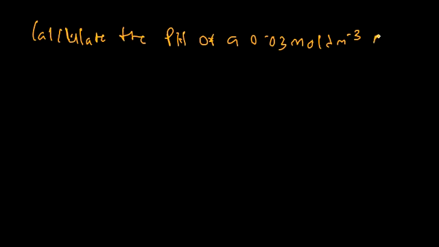the pH of a 0.03 mole per dm cube AlOH 3. Sorry, it's supposed to be pOH. Don't forget to convert pH to pOH. I've given us the relationship, so please don't forget.